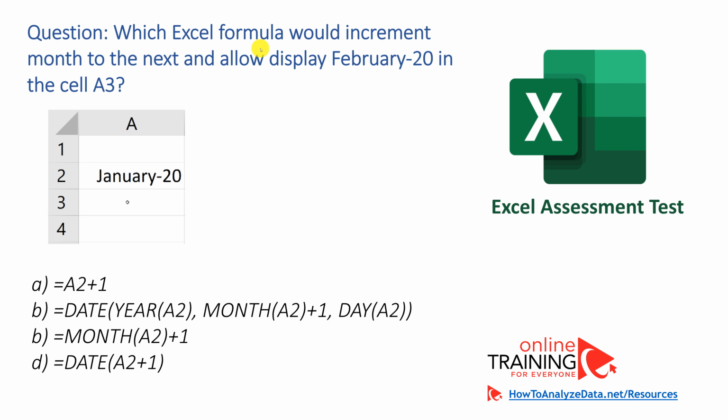Let's look at the question: which Excel formula would increment the month to the next and display February 20 in the cell A3. Here in the screenshot, we have January-20 in the cell A2. And there are 4 formulas presented as choices. In choice A, we have A2 plus 1, which makes logical sense. In choice B, we have a more complicated formula using the date function. In choice C, we have month A2 plus 1, and in choice D, we have date A2 plus 1. So which one would you choose? Which one do you think is the right answer?